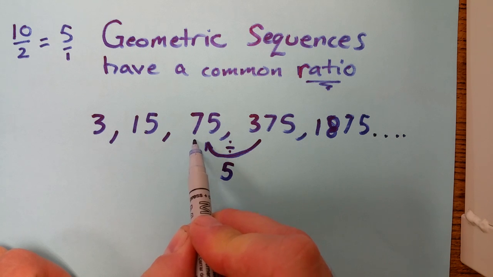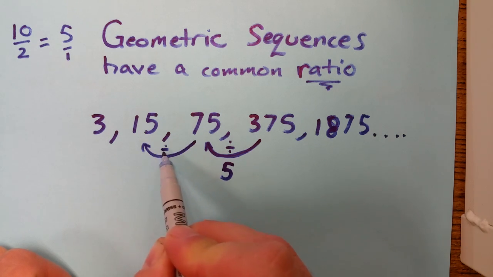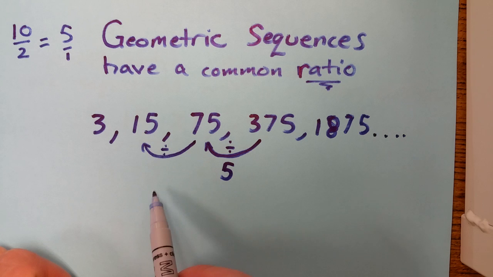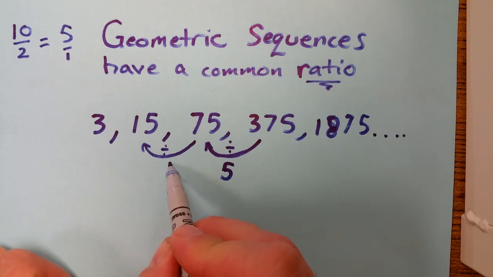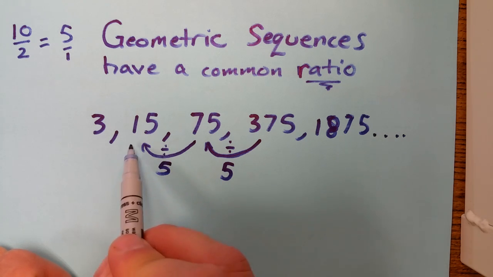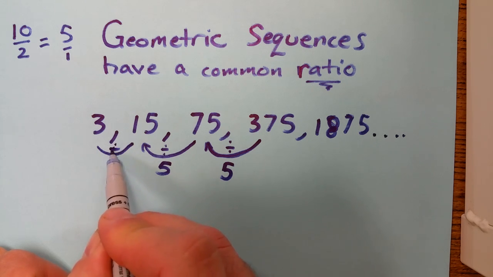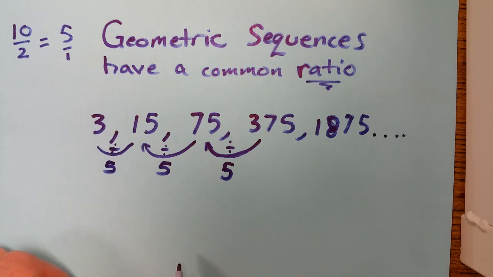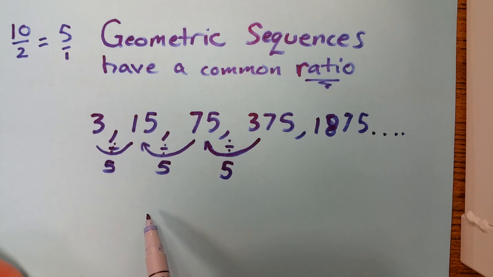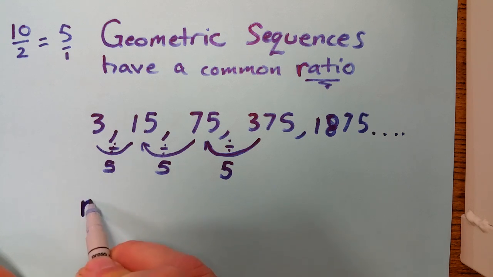Let's look at the ratio of 75 to 15. 75 divided by 15 is also 5. Let's check this one. 15 divided by 3 is also 5. And so we begin to suspect that the ratio, which we'll call R, the common ratio, is 5.